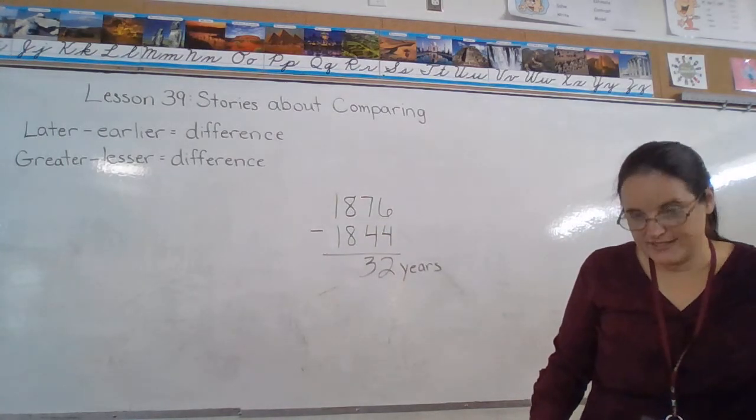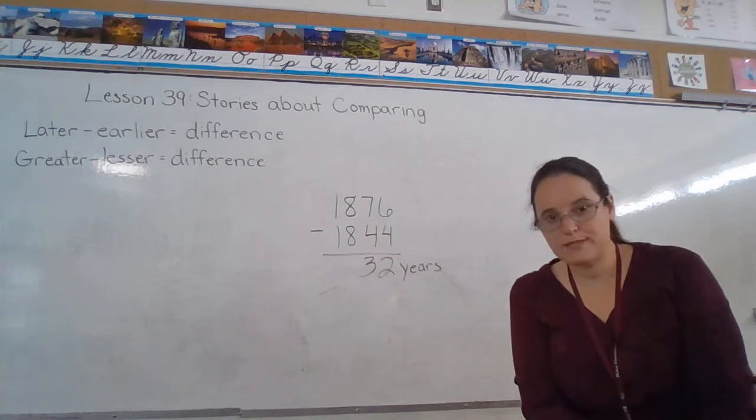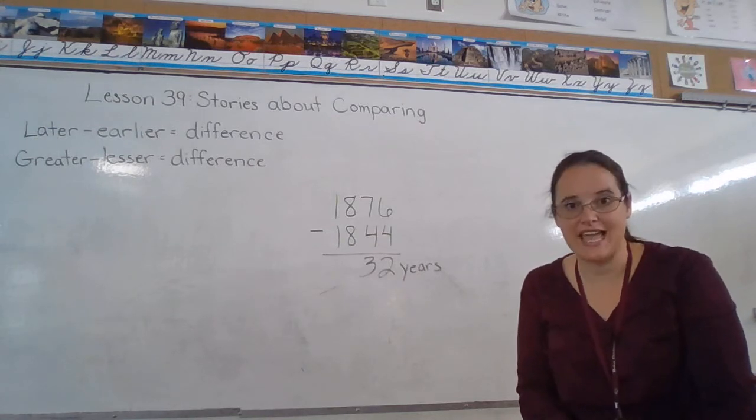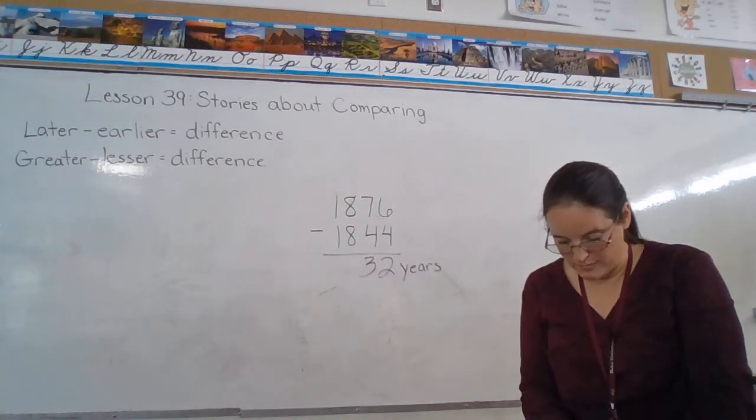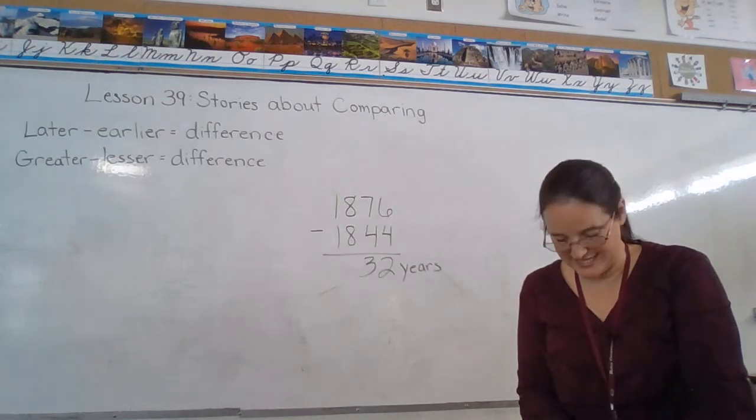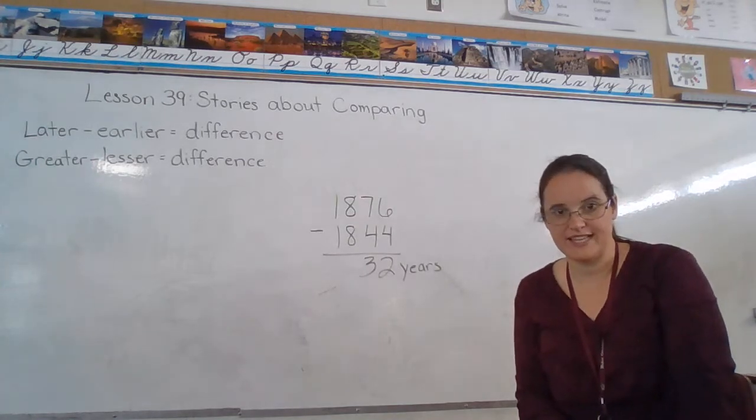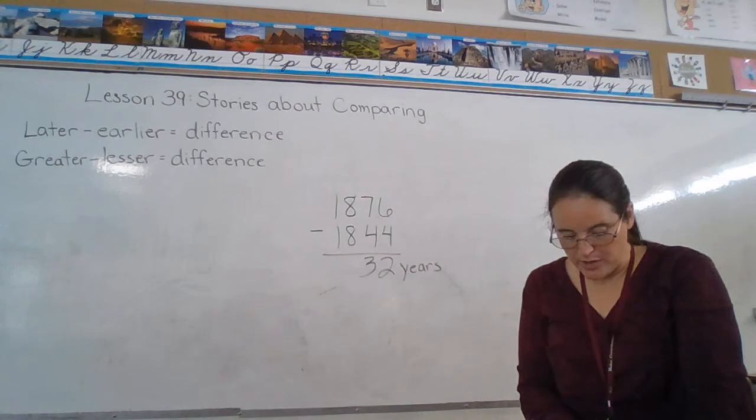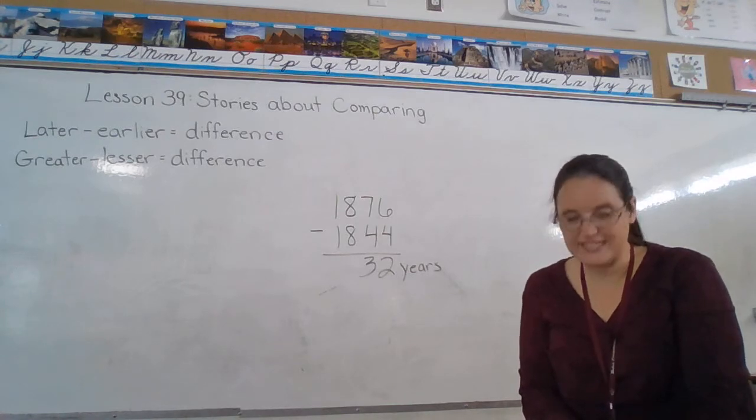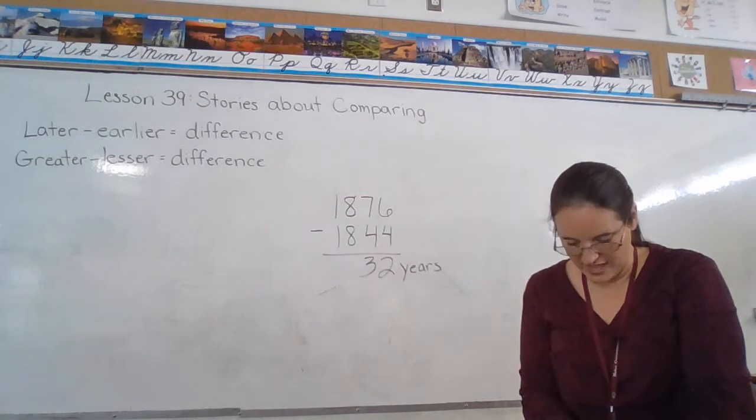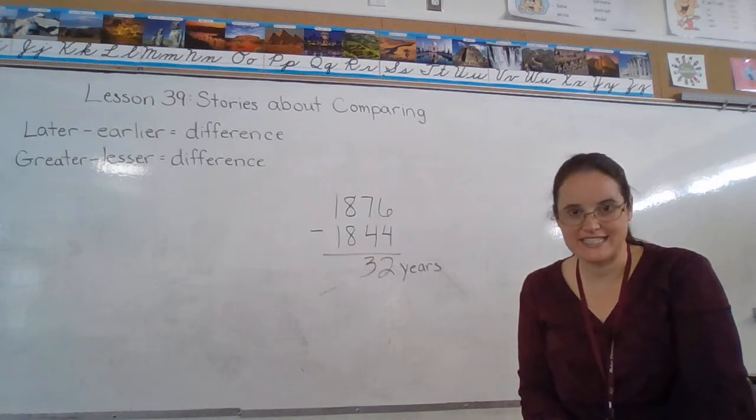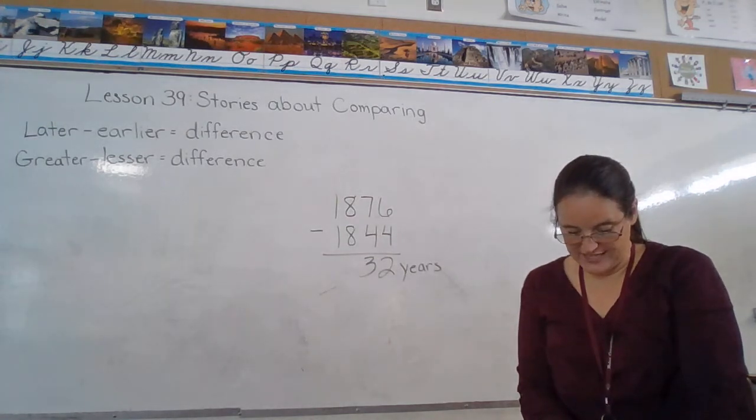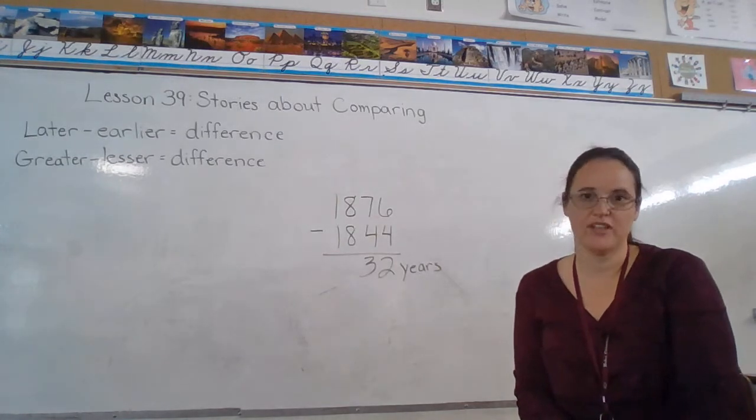Okay, B says the barcode that is printed on products was invented in 1974. The laser that is used to read the barcodes was invented in 1960. The barcode was invented how many years after the laser? I'll read that one more time. The barcode that is printed on products was invented in 1974. The laser that is used to read the barcodes was invented in 1960. The barcode was invented how many years after the laser?